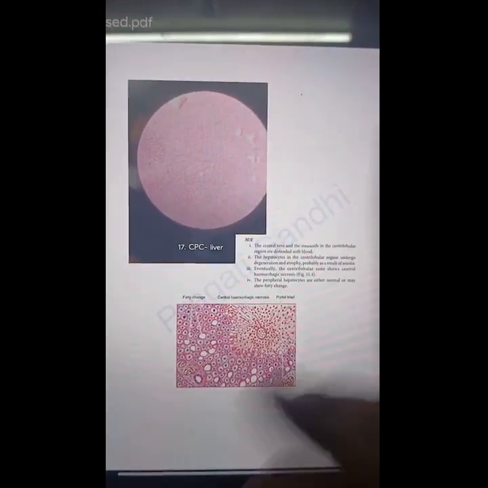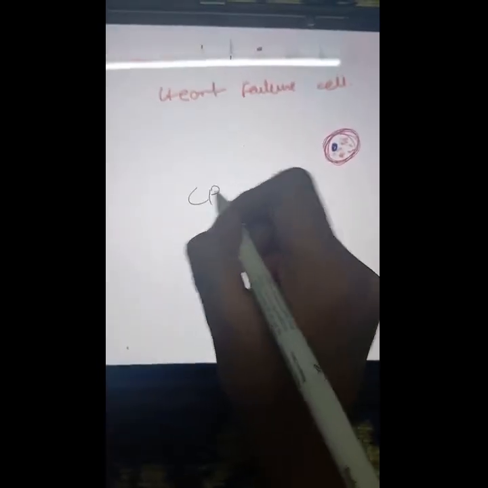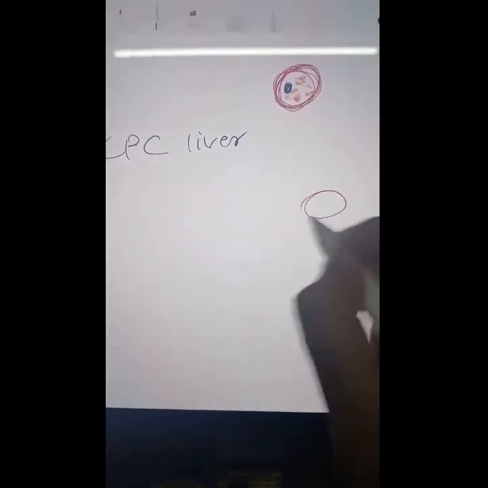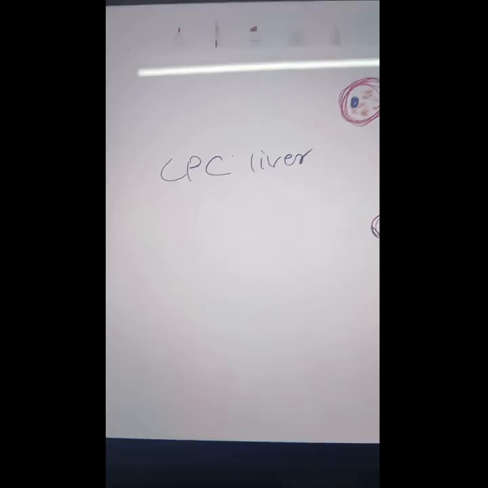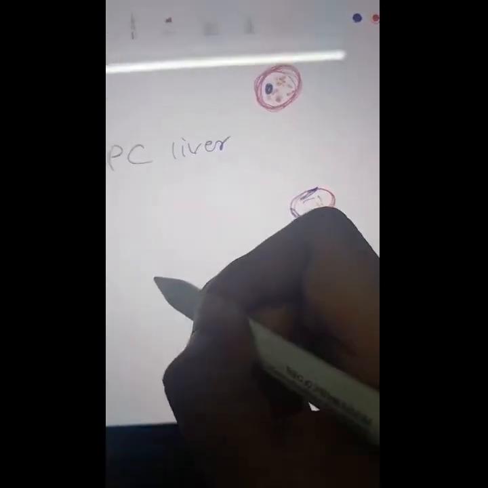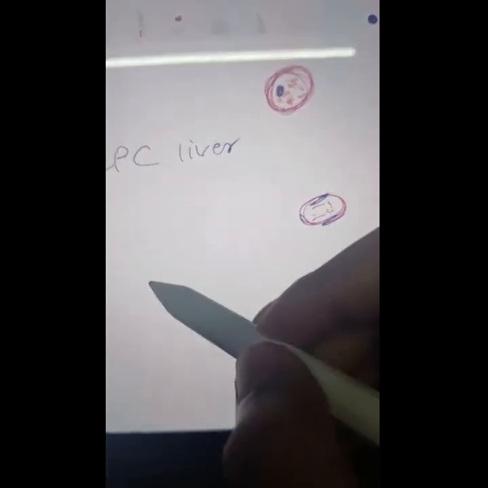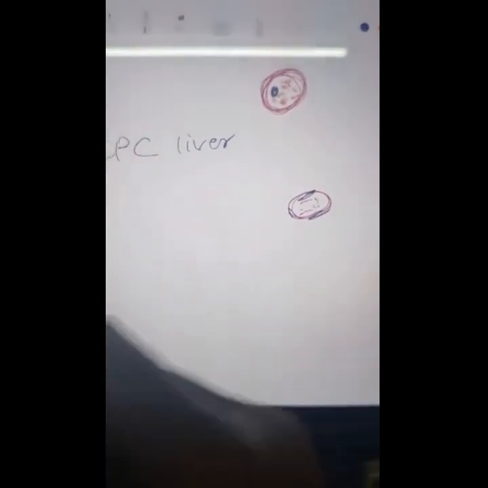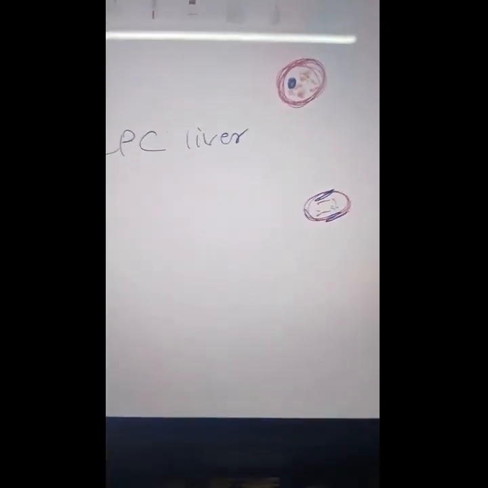The important characteristic feature is as follows. You will see in the diagram. So basically in CPC liver, first you see a portal vein like this. The portal vein is there, and outside the portal vein the radiating hepatocytes are there. But now in the central lobular region, the radiating hepatocytes will show degenerative changes. They will show dilatation of the hepatocytes and hepatic sinusoids. So dilatation appears as below.